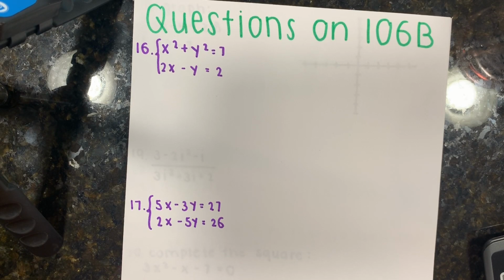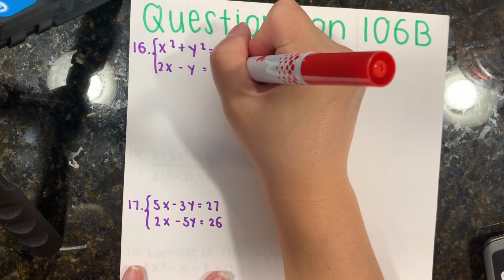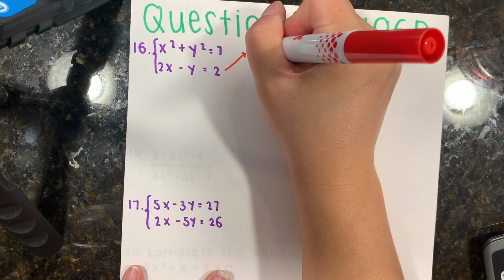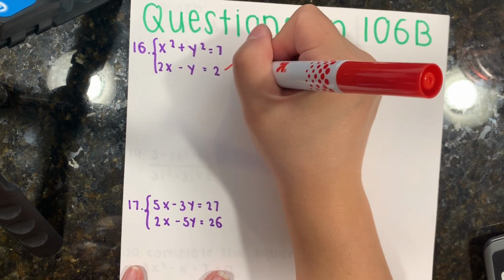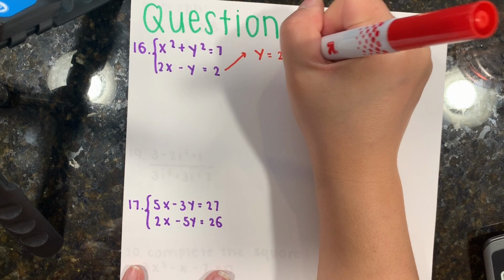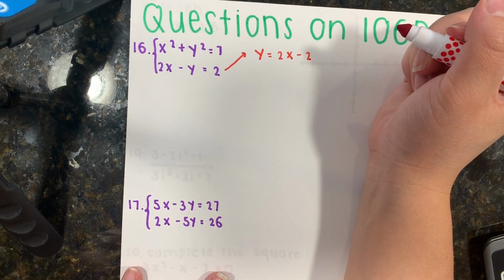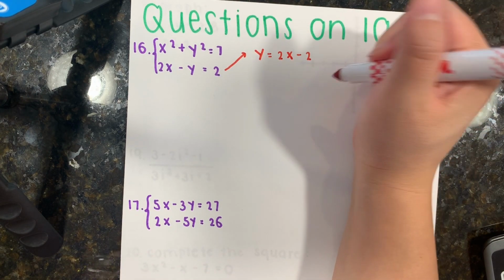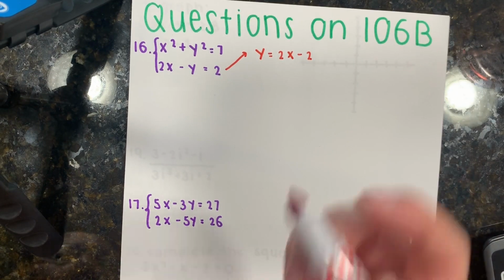Today we're going to be going over your questions on lesson 106B. To start, we're going to do number 16. So we're going to solve the bottom equation for y. If I move the y to the right and the 2 to the left, I get y is equal to 2x minus 2. And then I'm going to substitute that into the top equation.